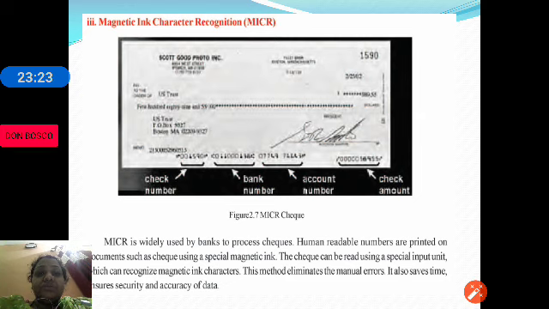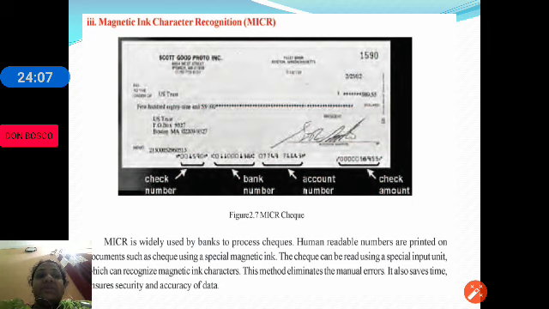Kindly ask your parents for a check and look at the last line printed on the check. There will be some digital data printed in a unique font. By seeing that we will not understand anything, but if I feed that check to the MICR, from that check we can obtain information such as account number, bank name, and many other details. MICR is generally used to process checks in a bank.